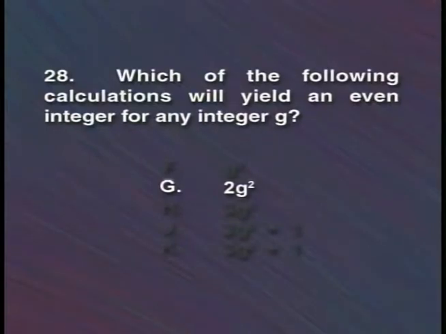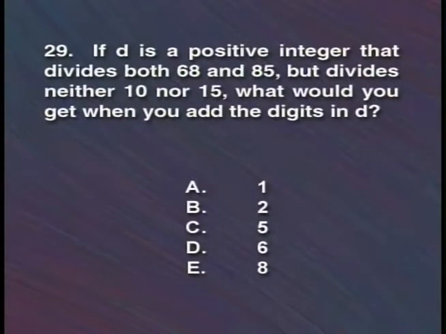Problem 29. If D is a positive integer that divides both 68 and 85, but divides neither 10 nor 15, what would you get when you add the digits in D?